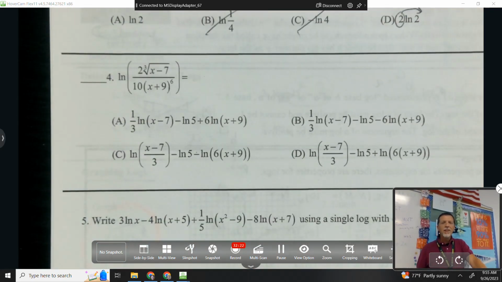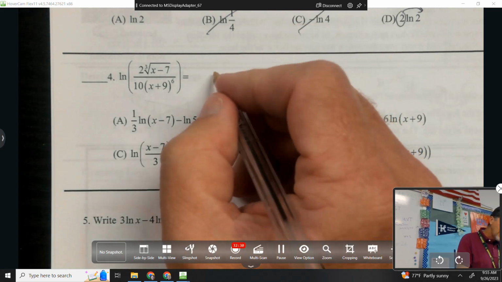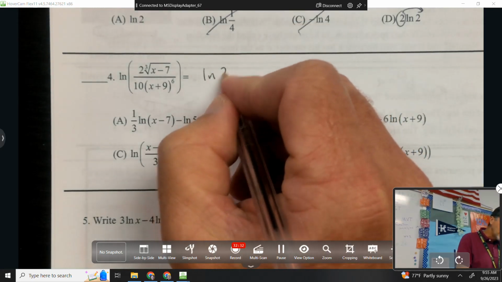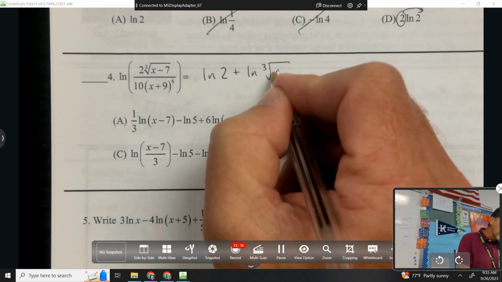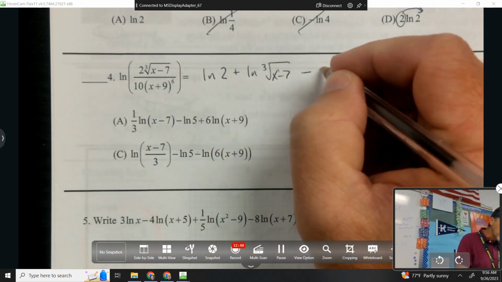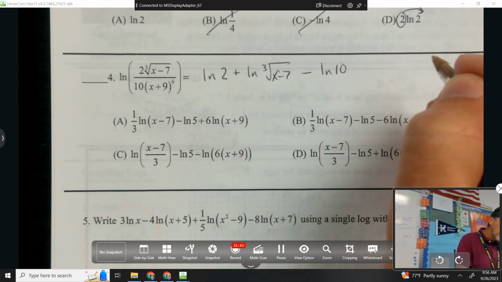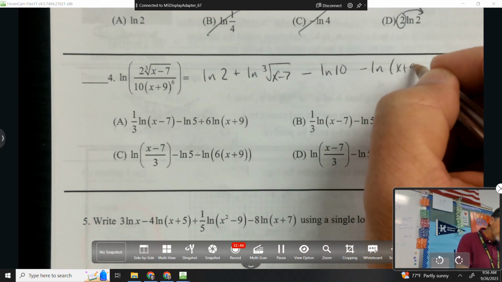Number 4 is kind of the same as number 3, but we're going in reverse. So anything in the top is going to be added: natural log of 2 plus natural log of the cube root of x minus 7. Anything in the bottom is subtracted: minus natural log of 10 minus natural log of x plus 9 to the 6th.